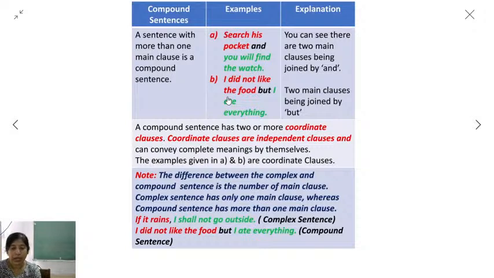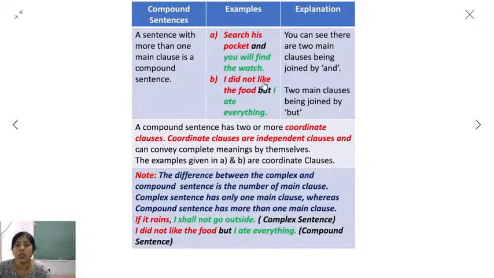So understood, my dear? So next example you can see: search his pocket. Okay, search his pocket, it gives us a complete sense, isn't it? And you will find another main clause. Both the main clauses are connected with the conjunction and. So it makes one sentence.